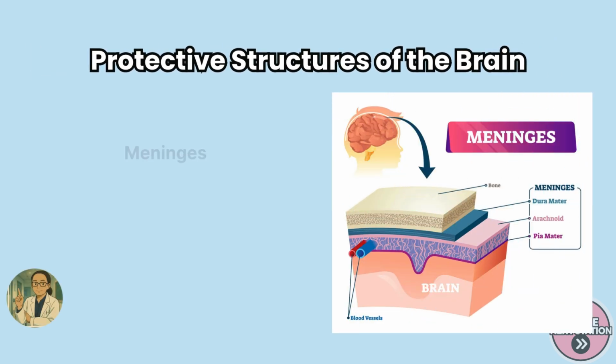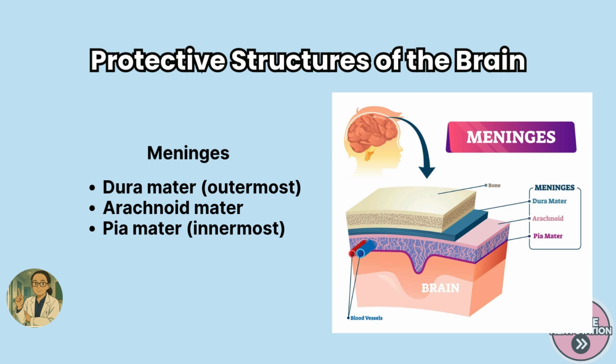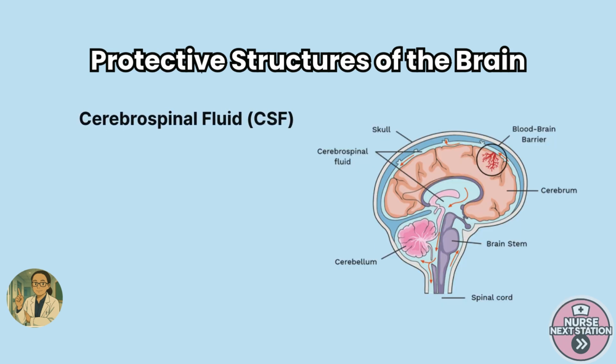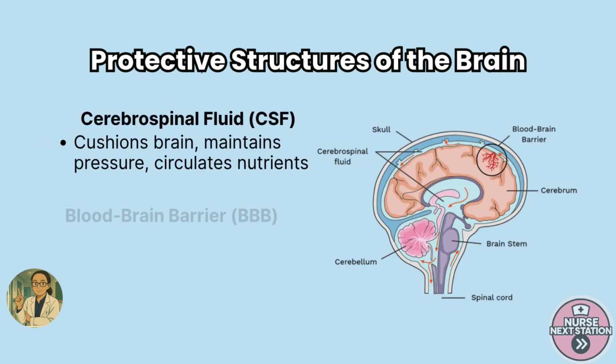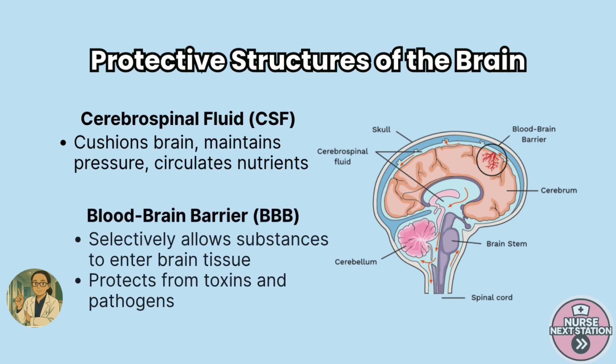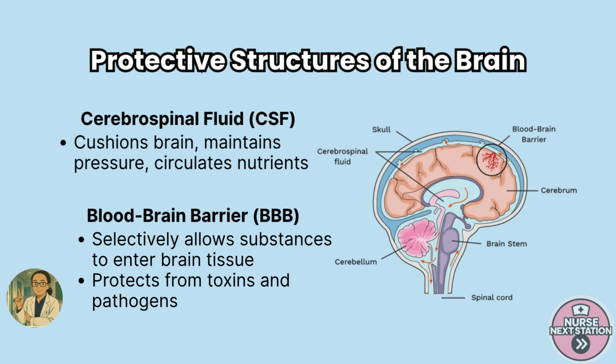The brain is protected by 3 layers of meninges: dura mater, arachnoid mater, and pia mater. Cerebrospinal fluid cushions and nourishes the brain. The blood-brain barrier blocks harmful substances while letting nutrients through. These structures are vital to brain safety.